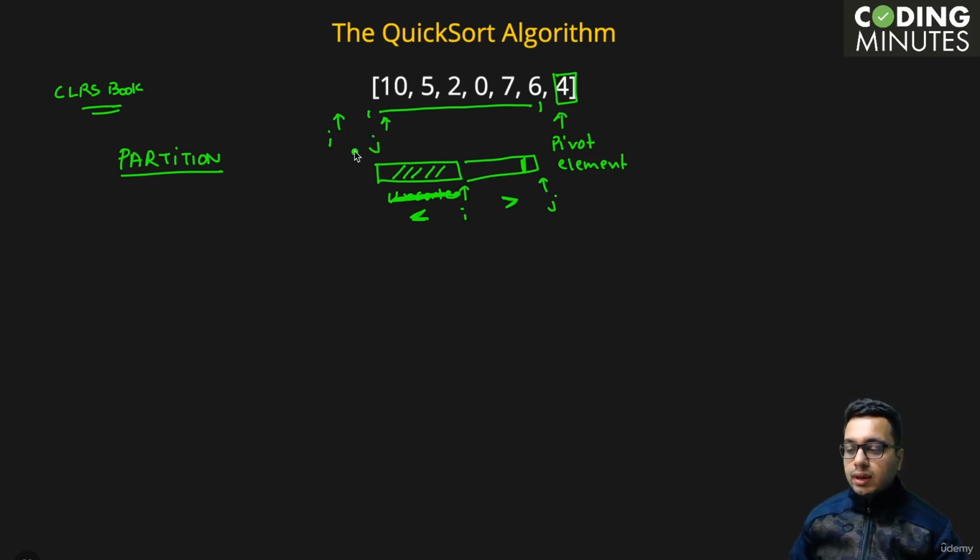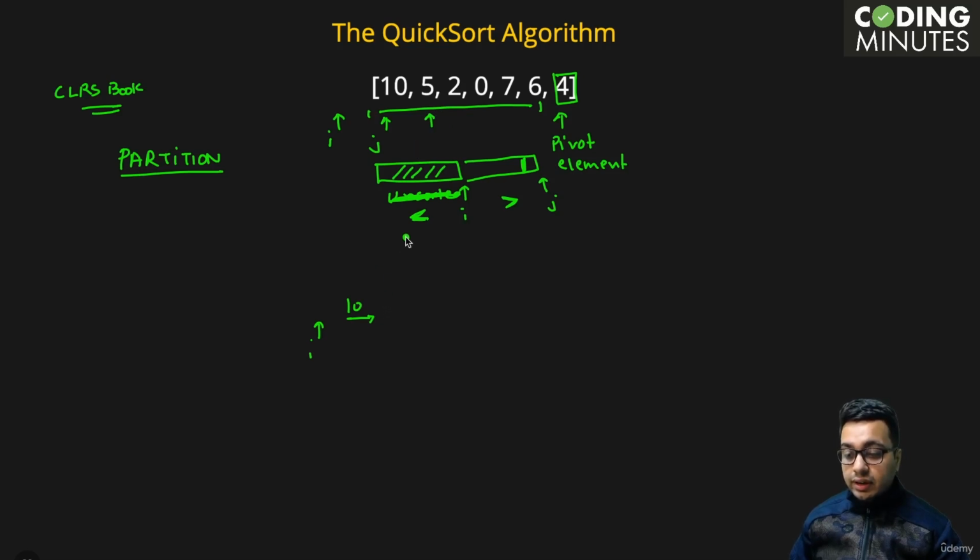We will iterate from left to right and compare whether 10 is smaller than 4 or greater than 4. We came to know that 10 is greater than 4. So I will not move, but J will move. We have processed 10. So J comes here, and we come to 5.